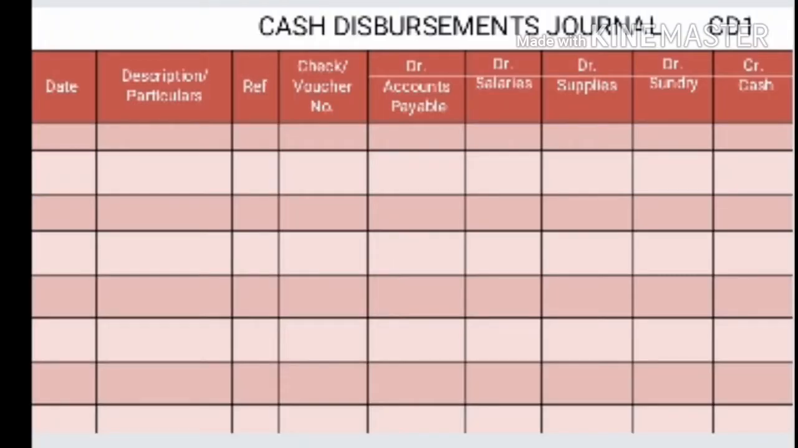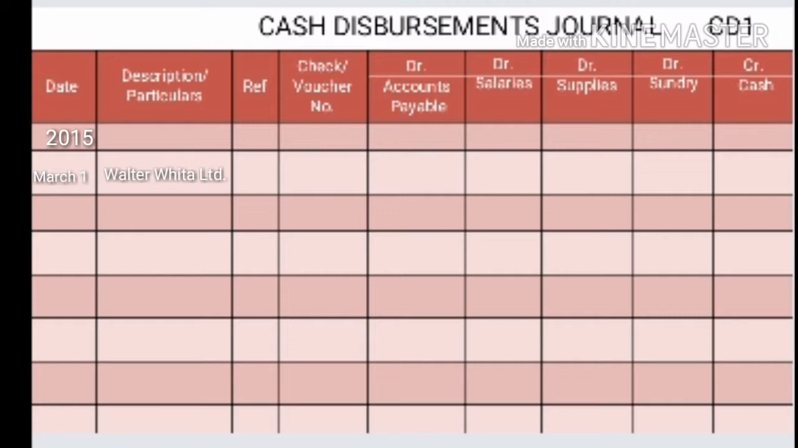And last but not the least, among the special journals is the cash disbursement journal. The date of the transaction is entered in the date column. A brief explanation of the transaction is entered in the description column. The column titled Ref stands for reference, which is left blank when the journal entry is made. This column is used later when the journal entries are transferred to the ledger accounts.